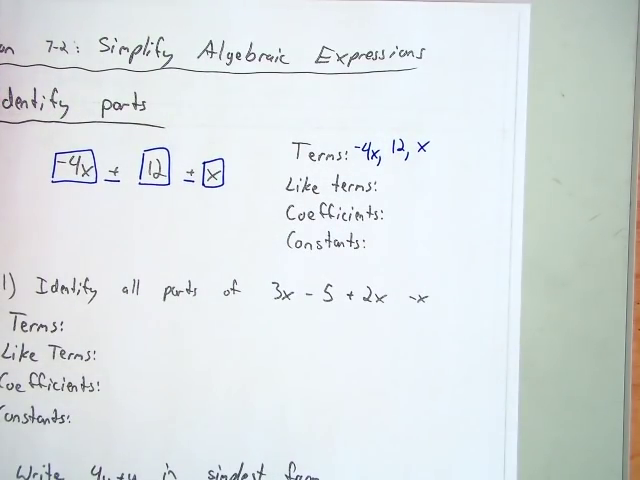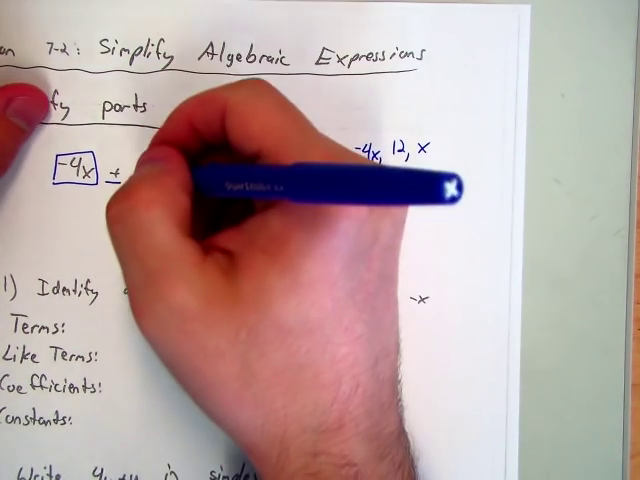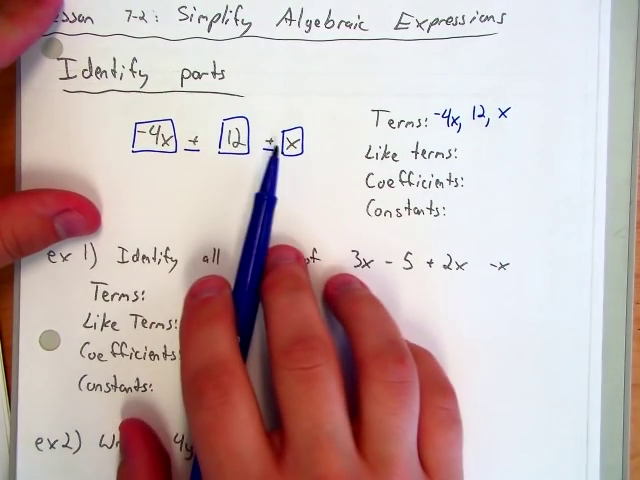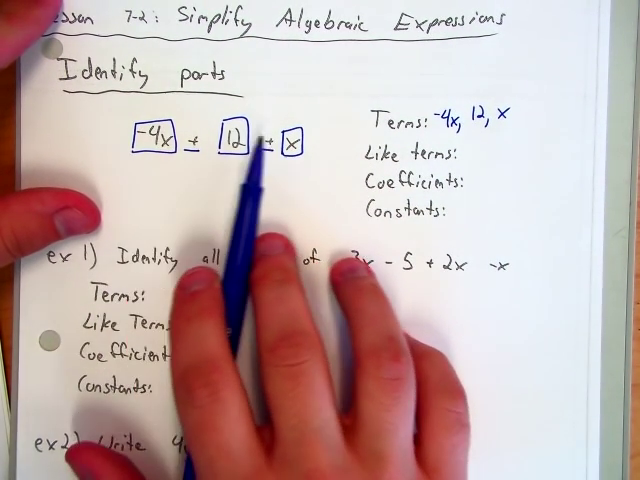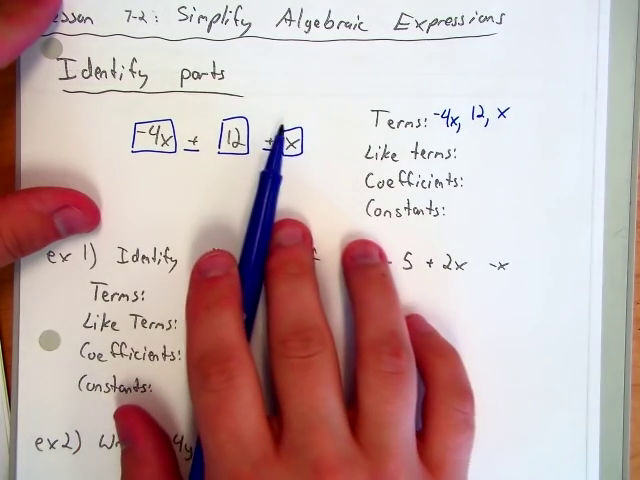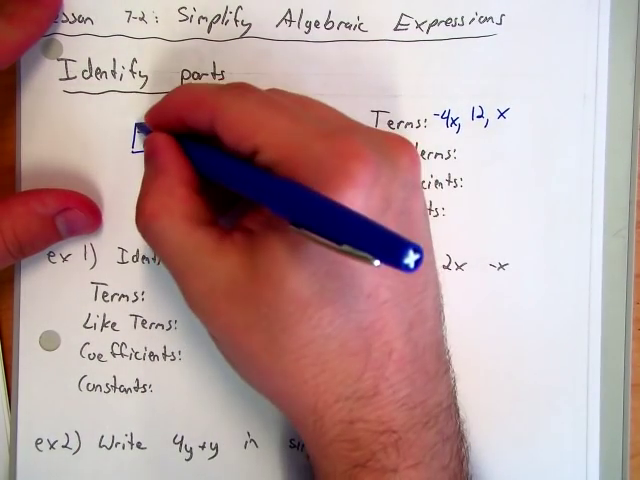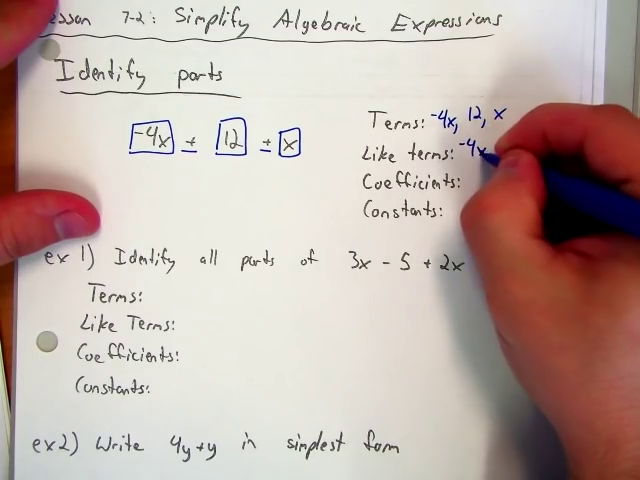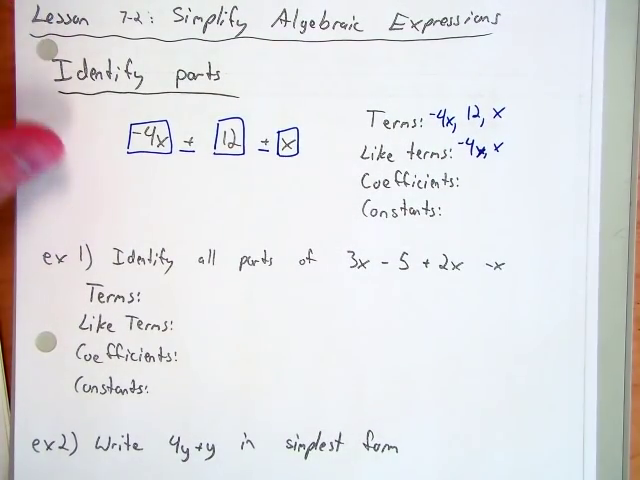The like terms are terms that have the same variables with the same exponents. So, for example here, this term and this term, they both have an x, and they're both raised to the same exponent. In this case, it's 1. So, negative 4x and x are like terms.